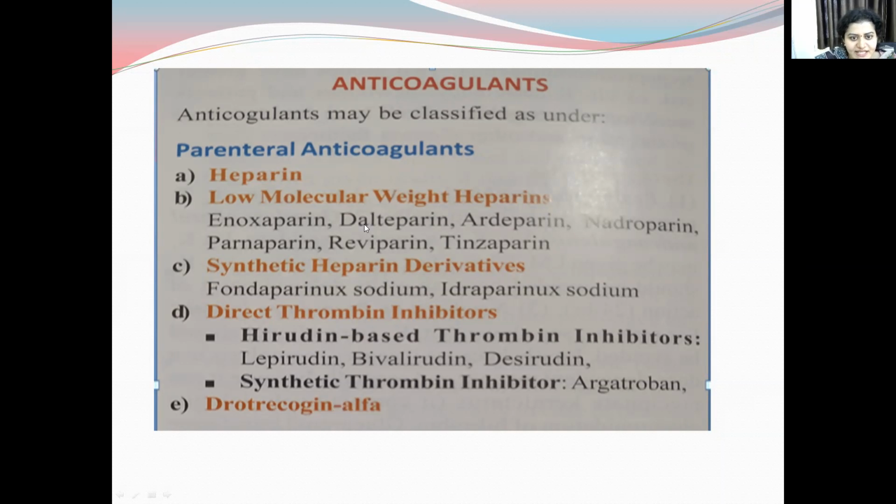So out of this, in the last class I taught about heparin and low molecular weight heparin. In this class, I'll teach about the rest of the drugs. So this is the classification for parenteral anticoagulants.